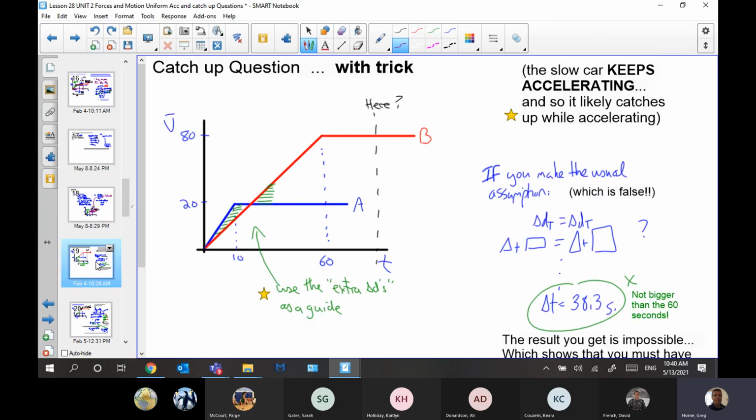So the trick type question. Okay, the next type. So, catch up with a trick, basically. The trick in this one is that the car keeps accelerating. So the slow car B keeps accelerating. So it becomes really likely if it keeps accelerating all the way up to like 80 meters per second.